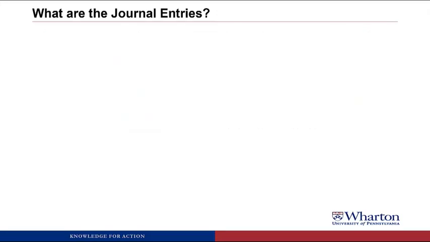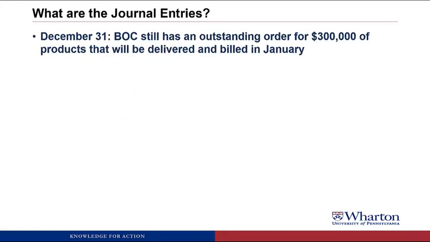Okay, last set of transactions. It's December 31st. BOC still has an outstanding order for $300,000 of products that will be delivered and billed in January. Do we need an adjusting entry at this point? We do not need an adjusting entry at this point.